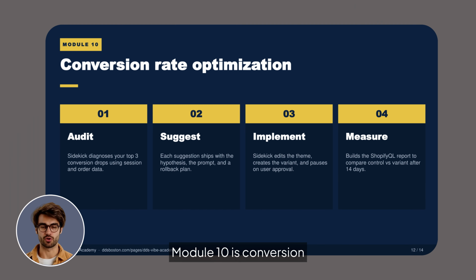Module 10 is conversion rate optimization. Sidekick runs an audit to find top drop-offs, suggests tests with hypotheses and rollback plans, implements theme changes as variants, and then measures results with ShopifyQL reports after a defined test window.